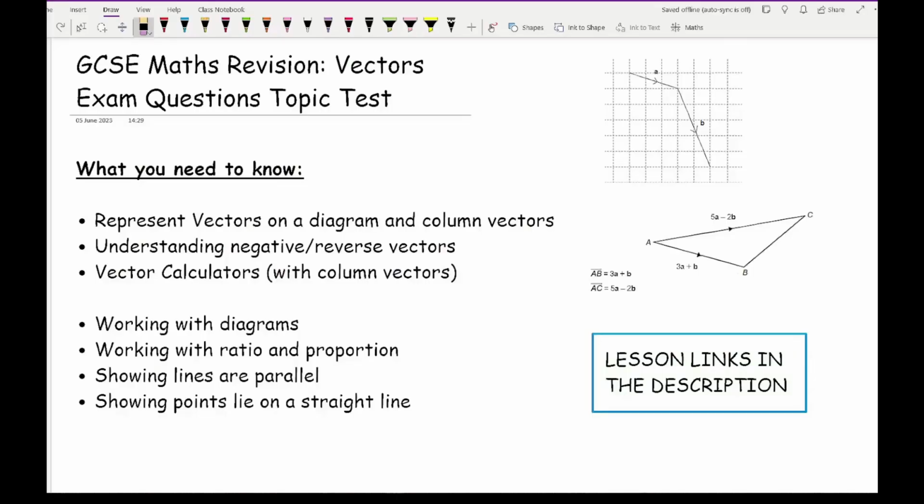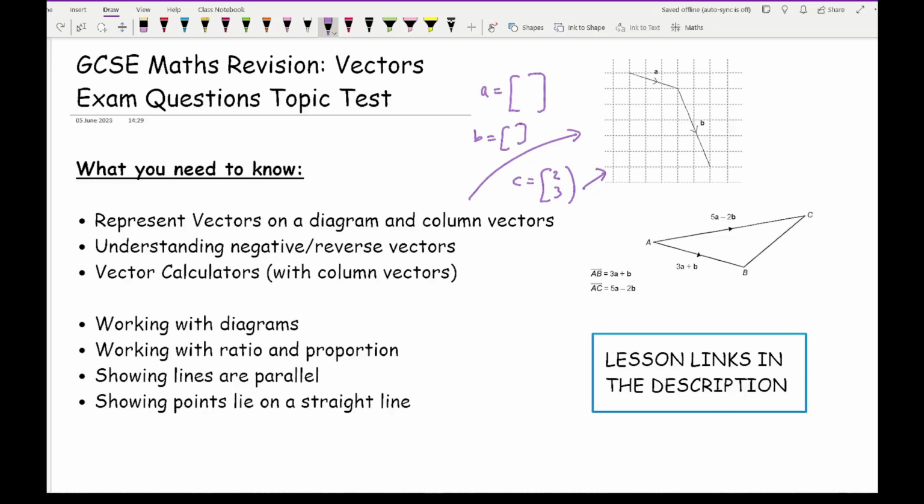Before we get started working through some past exam questions related to vectors, let's have a quick overview of what you need to know and what you need to revise. Regardless of whether you're doing higher or foundation, you need to be able to work with vectors on a diagram and using column vectors. So this is when you've got diagrams like so, and here we've got A and B. Now it's on a diagram, so you may get asked to write down the column vector of A and the column vector of B. Likewise, they may give you a column vector and you need to represent it on a squared grid.